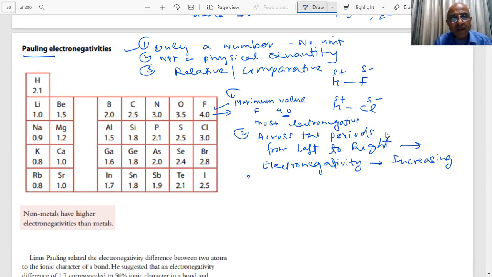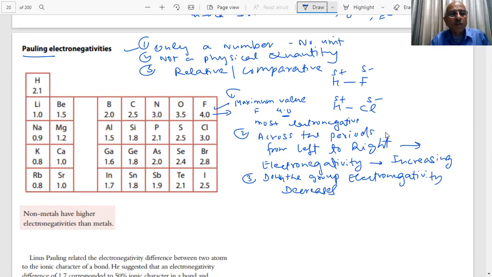And down the group, what is happening? Down the group, students, electronegativity is decreasing. Tell me. Decreases, students. So when I join any of these two atoms, I will know which will be negative and which will be positive, based on the difference in electronegativity. More electronegativity value means the electron will be pulled more strongly towards itself, right? So what is the important point to note?